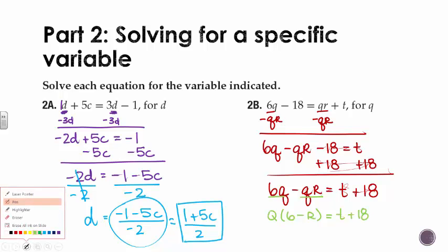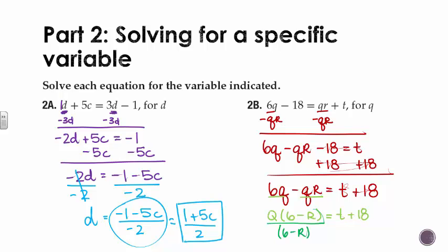And now, to get q by itself, since it's being multiplied by this, all I'm going to do is divide both sides by all this stuff. And we ran out of room, so let's write it up here. So this all crosses off, and I'm left with q equals, sorry, t plus 18 on the top, divided by 6 minus r on the bottom.